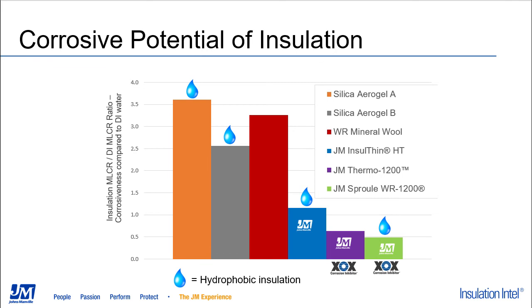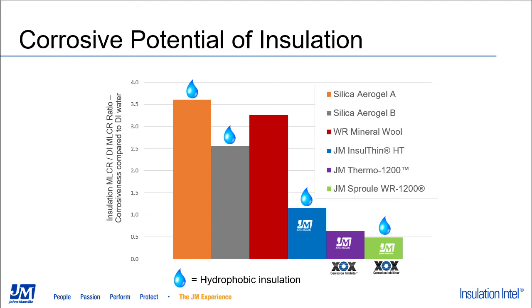And you can see from this data that some Silica Aerogel products represented by the orange and gray bars have fairly significant corrosion rates as compared to that of DI water. Both of these products, as signified by the little water droplet, are hydrophobic products. The red or maroon colored bar toward the middle of the chart is a water-resistant, water-repellent mineral wool product, again having a significantly higher corrosion rate than that of DI water. The blue bar, again a hydrophobic product, that is Johns Manville's Insulin HT, which is our microporous thin blanket. That product has about the same corrosion rate as DI water.